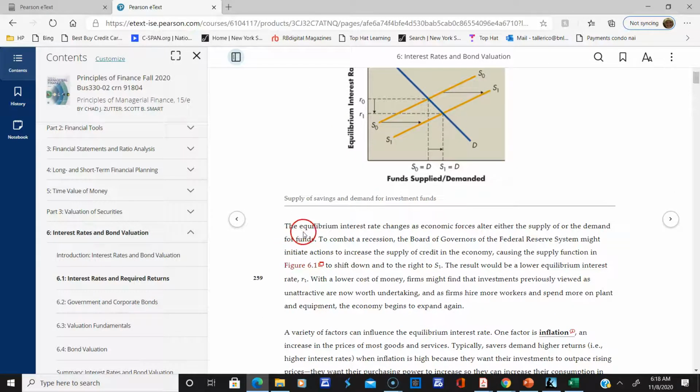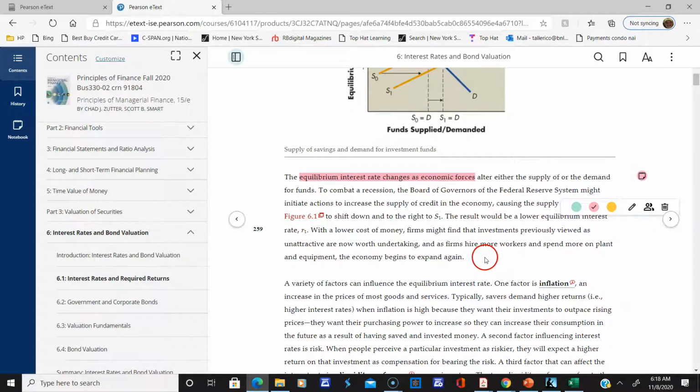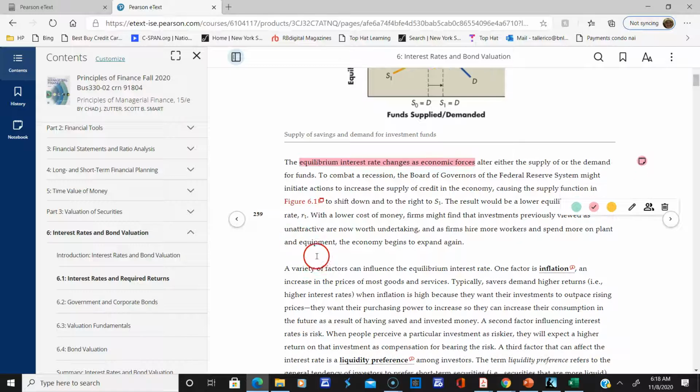So there's this equilibrium point that occurs, and as the supply and demand curves move, as the supply curve moves along the demand curve, economic forces will alter the interest rates. Okay? And you can see here it says the result would be a lower equilibrium interest rate here.